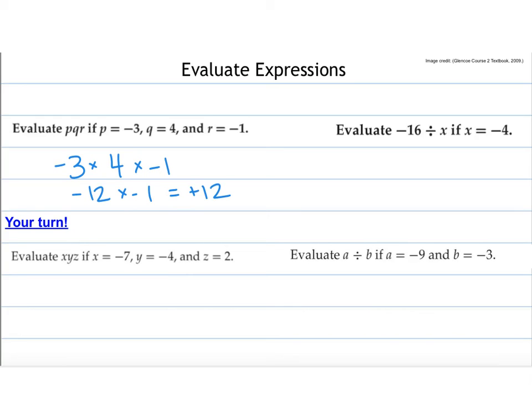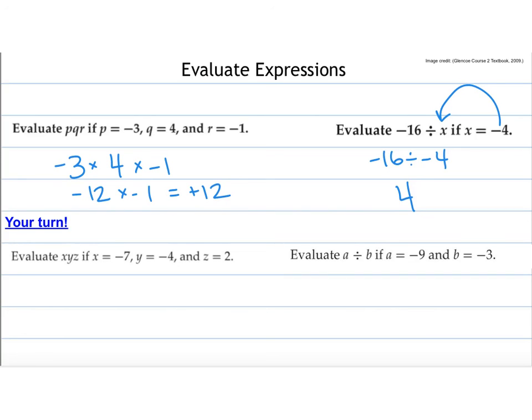Evaluate negative 16 divided by x if x equals negative 4. So we're going to plug that in for x. Negative 16 divided by negative 4. Well, a negative divided by a negative is a positive. 16 divided by 4 is 4. Pause, try these two on your own, and then come back.